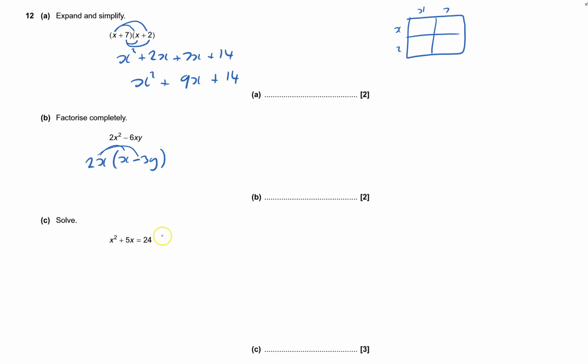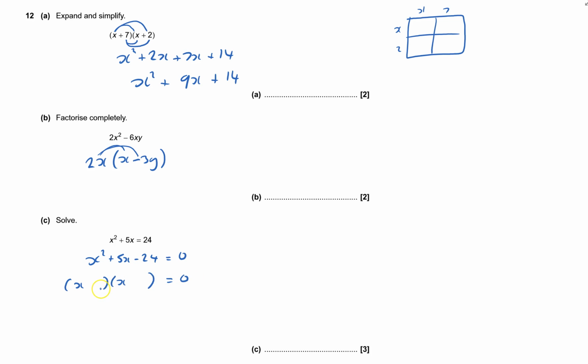Here I've got to solve this. Anytime I've got a quadratic, so I've got x squared, I'm always going to want to put it equal to 0. So it'll give me x squared plus 5x minus 24 equals 0. And I'm expecting this to be factorised. It's a non-calculator paper after all. And so I'm going to have x like so, and x in 2 brackets, that equals 0.